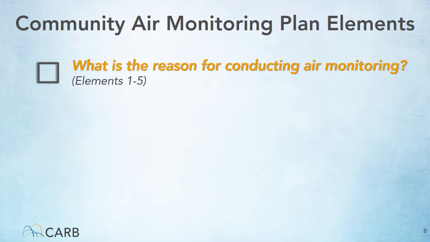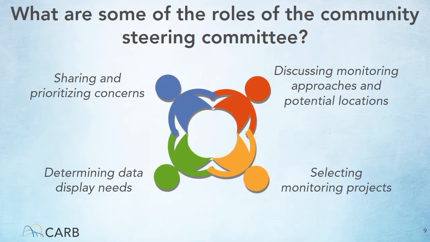To begin, elements 1 through 5 help determine why air monitoring should be conducted. Let's talk about that process. The first step towards defining the reason for conducting air monitoring is bringing members of the community together to form a community steering committee. Community steering committees are an integral part of community air monitoring under AB 617. Their input is what drives the direction of the monitoring plan.